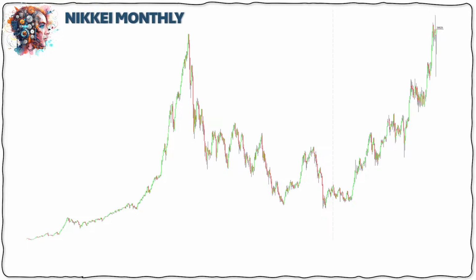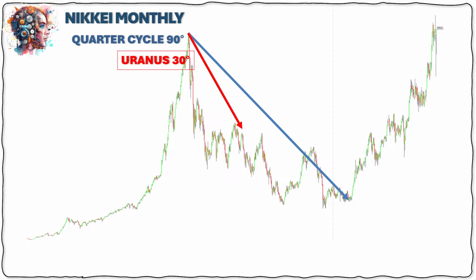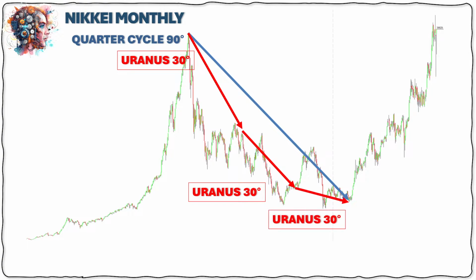Alright. Now you have the Nikkei. We saw gold, silver, then now let's look at the Nikkei. The Nikkei, if you remember, for 40 years it did not come back to test. What actually happened? You had a quarter cycle of Uranus exact 90 degrees. Then you had Uranus 30, Uranus 30, Uranus 30. Then you had a Uranus 30.